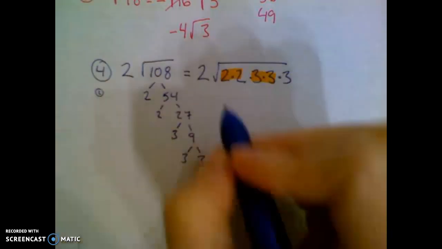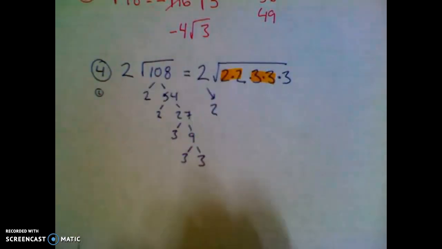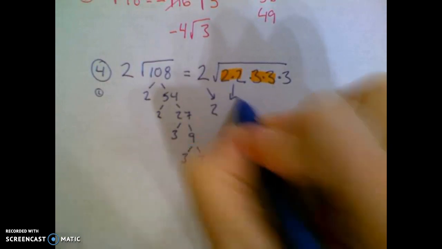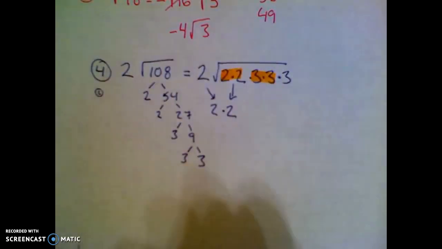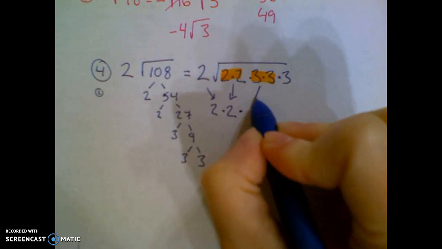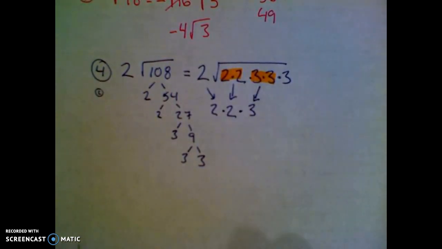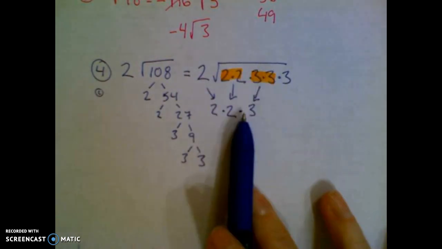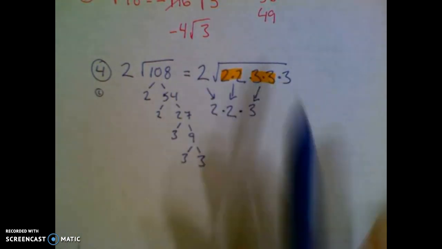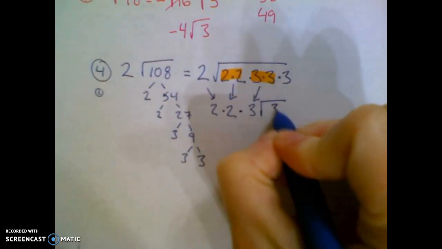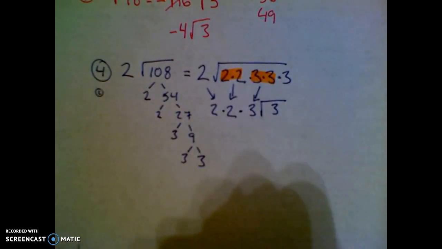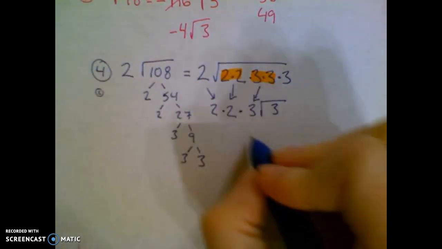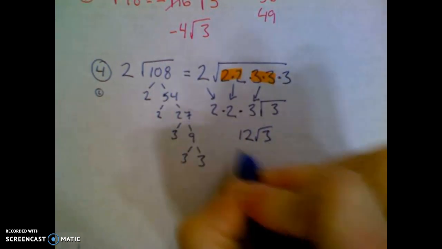So bringing things out. Firstly, this 2 has to come down. He's just part of the outside, so he's going to stay on the outside. But then this 2 is going to come out, and he's going to multiply. And this 3 is going to come out, and it's going to multiply. So don't forget your outside number. But then I have a set of 2's and a set of 3's, but this guy is stuck on the inside. So he's going to stay inside the barn. I'm going to multiply everything on the outside. 2 times 2 is 4, times 3 more is 12. So my answer is 12 root 3.